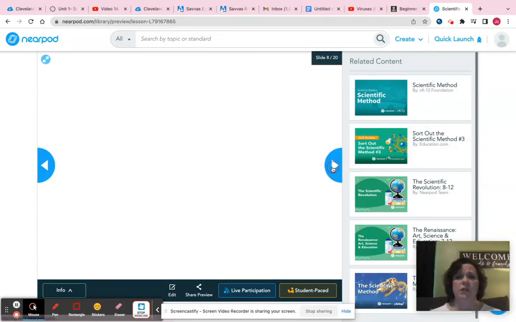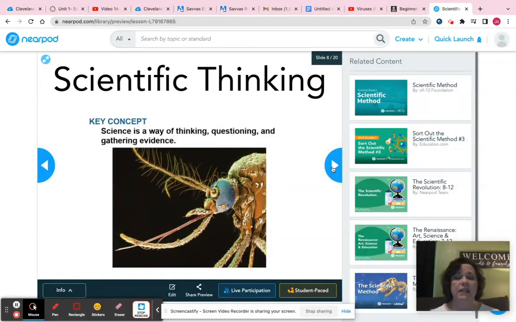If you look at your screen, we are looking at scientific thinking. It says science is a way of thinking, questioning, and gathering evidence. I really like this picture here. This is a mosquito, taken with an electron microscope. We'll get to microscopes soon, but an electron microscope will take very detailed pictures of objects that are really, really small. You can see his antenna, you can see his mouth parts, and more importantly, you can see all of the lenses of his compound eye. That's a pretty cool picture right there.